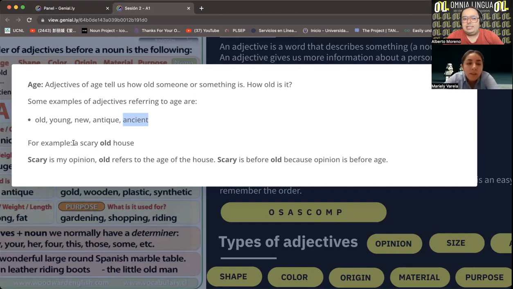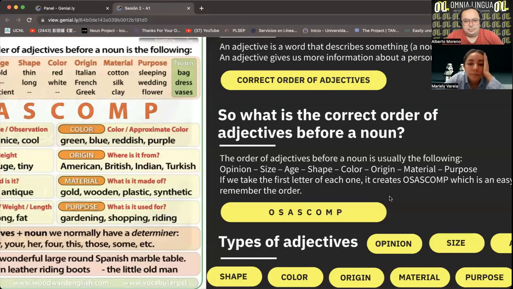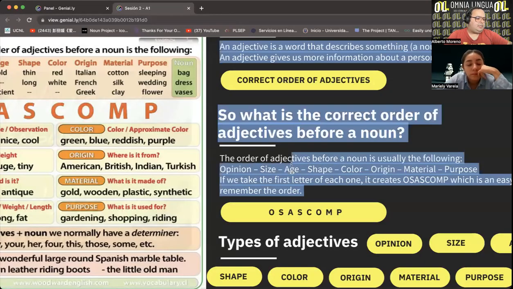And here we have an example. Scary old house. Scary is my opinion. Old refers to the age. Scary is before old because opinion is before age. Okay, so scary is for opinion, old is for age. Is it clear? Okay. We'll see it in a bit.